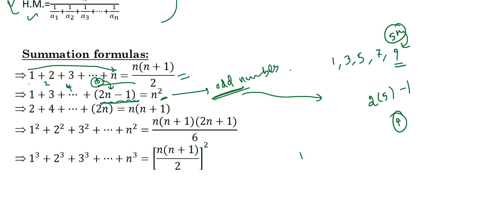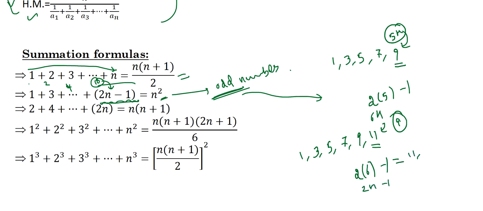Or else if you want to find out 1, 3, 5, 7, 9, 11, this is my 6th term, right? 11 is my 6th term. So 2 into 6 minus 1, 2 into n minus 1, so that's going to be 12 minus 1, 11. So just for determining the nth term, we need to use this 2n minus 1.